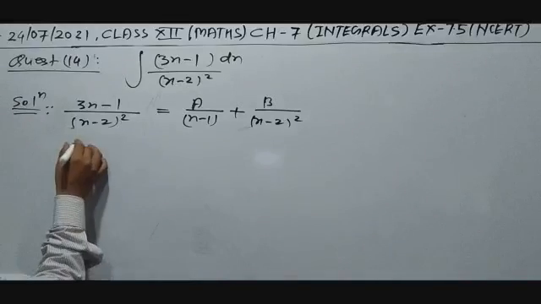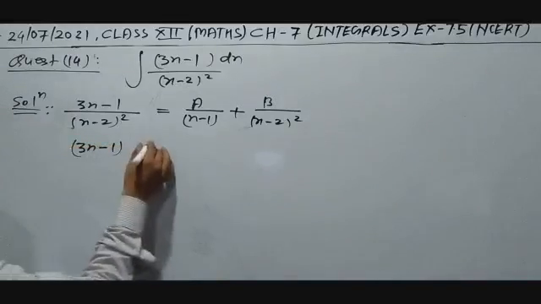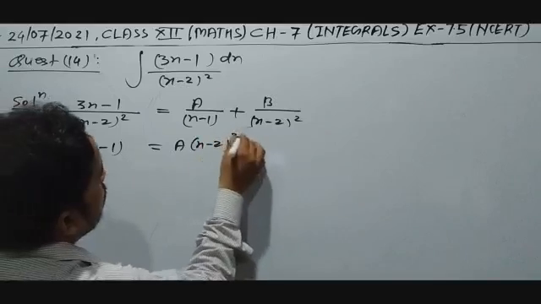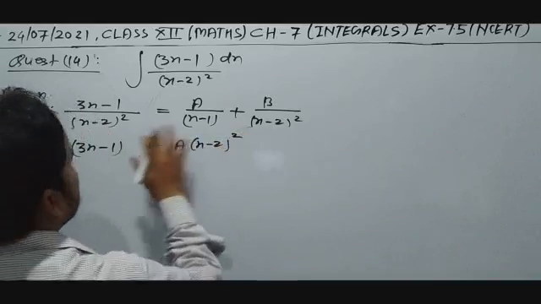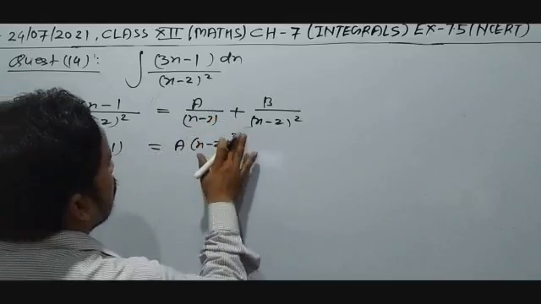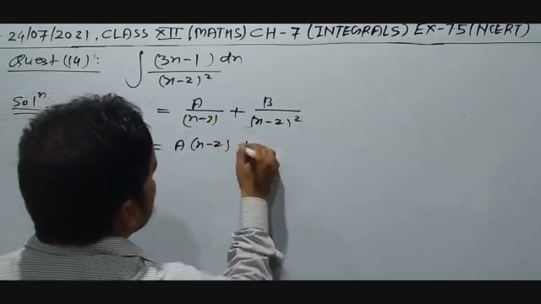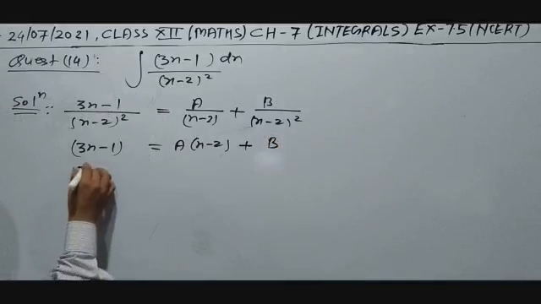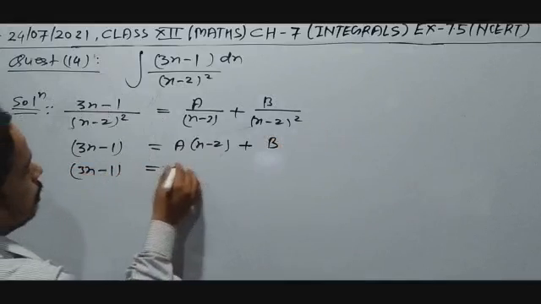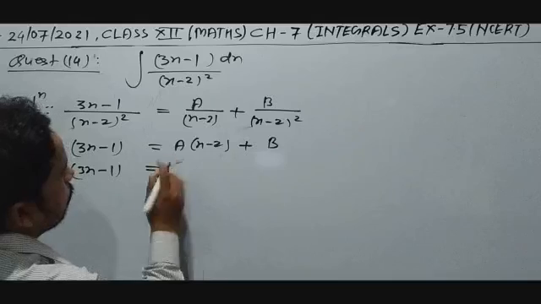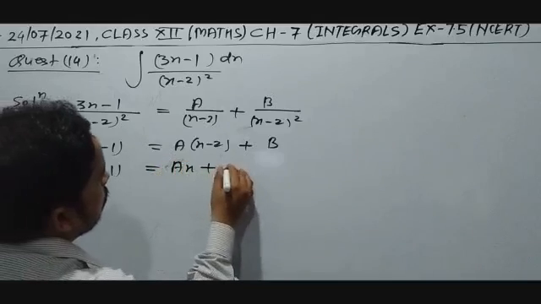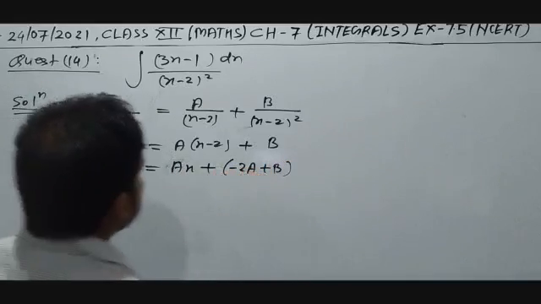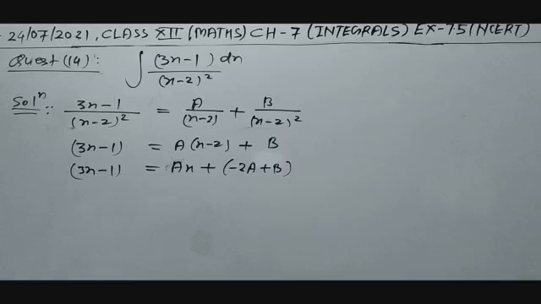Now after taking LCM and cancelling the denominator part, the result will be a times (x minus 2) whole square, x minus 2, and the numerator will be x minus 2 plus b. After equating, 3x minus 1 will be equal to ax plus (minus 2a plus b). This is the expression format.